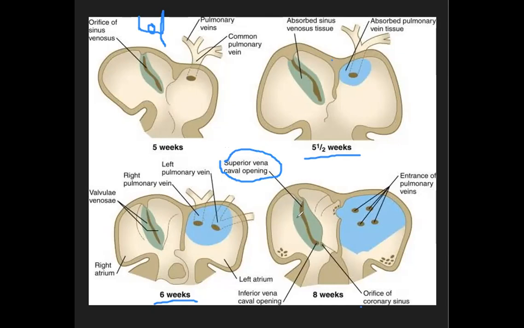But actually, if we talk about the proper embryological structure from which this SVC arose, it was the right anterior cardinal vein. And the inferior vena cava from the right vitelline vein. So we were talking about this. Now, at 8 weeks, you see, there are four openings of pulmonary veins. So this was what I wanted to show you.